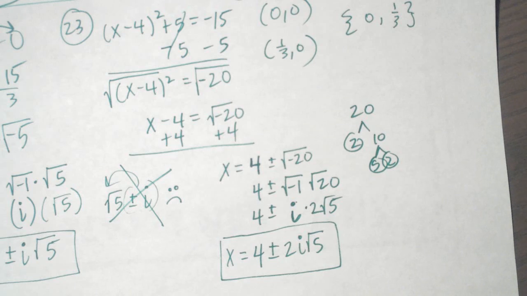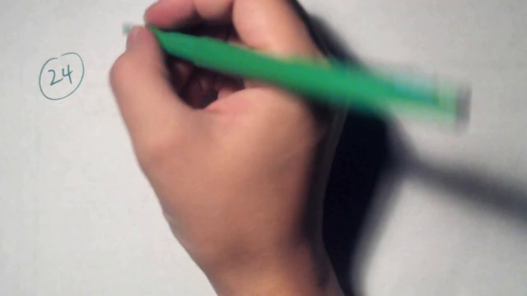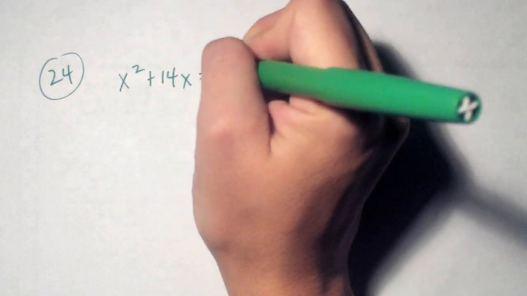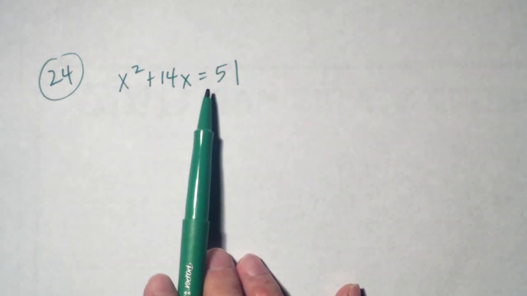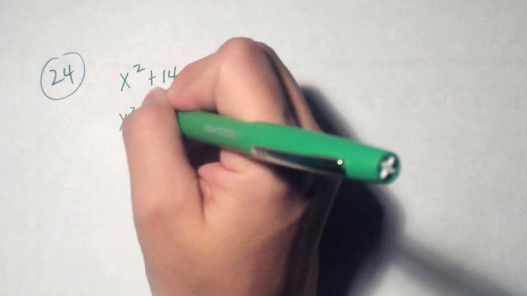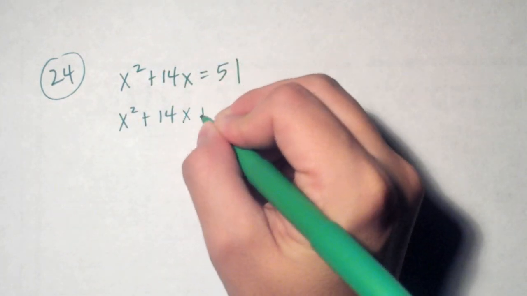Let's look at number 24, guys. Alright, so number 24, I have x squared plus 14x equals 51. Here I'm not going to do the square root method because I have an x squared and an x. What I'm going to do is I'm going to complete the square. So the good thing about it is my number without the variable is already on the right side.